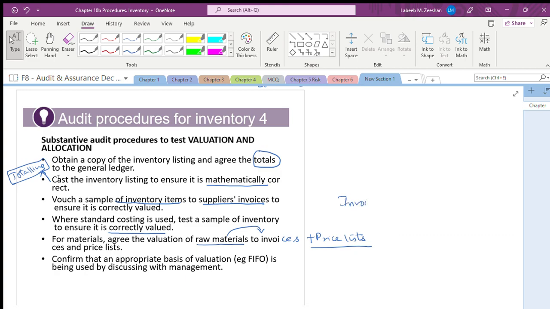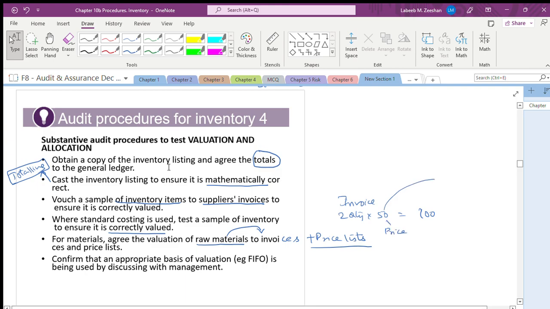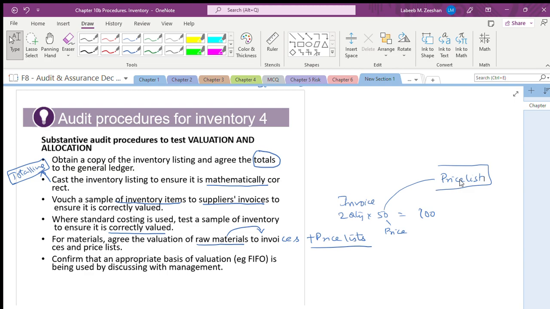I will write it. If the invoice says 2 quantity into 50 riyals, it comes to how much? 100. What will you do? You take this price, and you confirm it with the price list, so that there is no undervaluation or overvaluation. Confirm the appropriate basis of valuation.